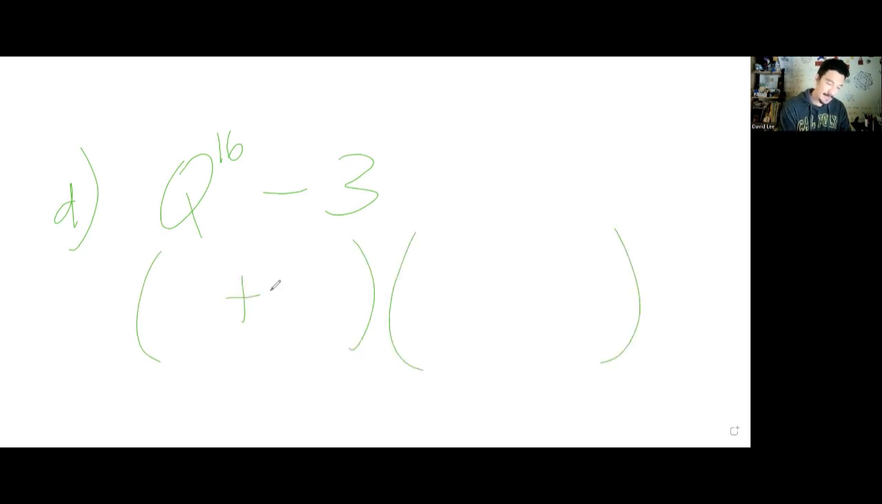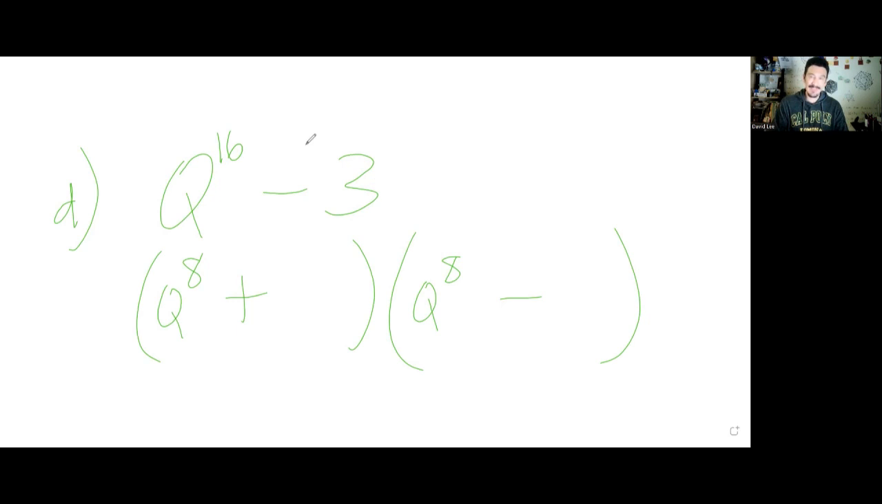Last one of this category, then we'll move on. Example D. Let's go with q to the power of 16 minus 3. I claim to you that this is a difference of squares. Let's open the parentheses, and let's put a plus, and let's put a minus. What is the square root of q16? Well, can we agree that it would be q to the power of 8? Because q8 times q8, you go 8 plus 8 to get 16.